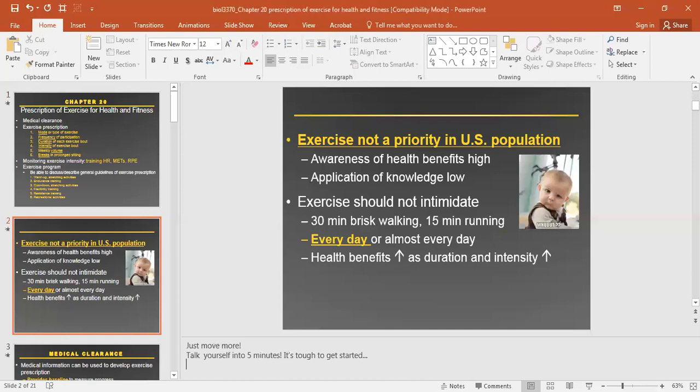But again, the higher the intensity, the better the payout. So we'll talk about that here shortly.